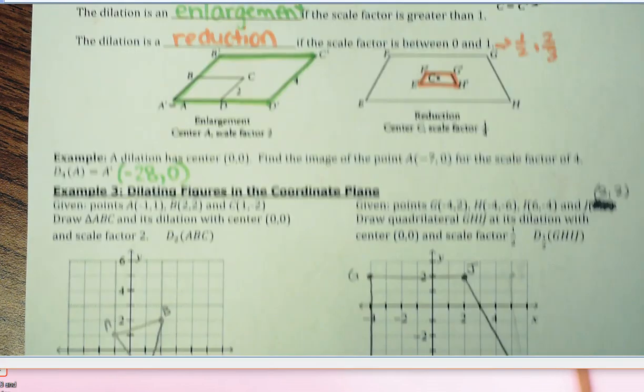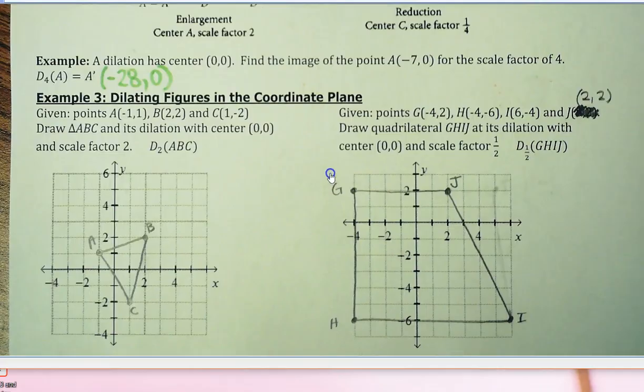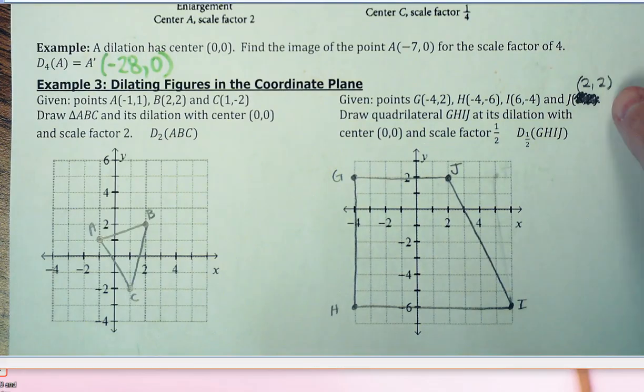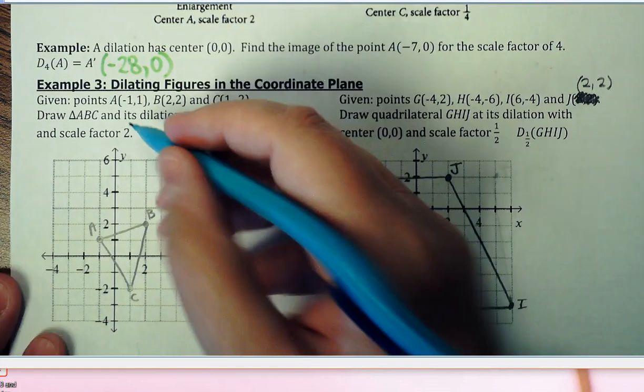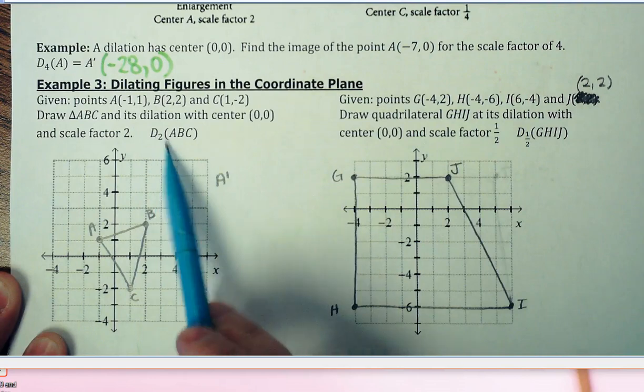Okay, so I just have one of each, and I've already drawn the figures I'm going to dilate. I changed the point that was on the document originally because it looked a little odd, so I thought this would be a little bit more obvious. For the first one on the left side, I've got a triangle ABC, and it says we're going to dilate with center at 0, 0. So all we're going to do is take each of the coordinates, all 3 of these points.